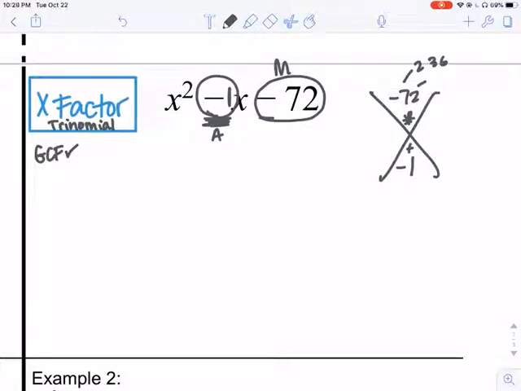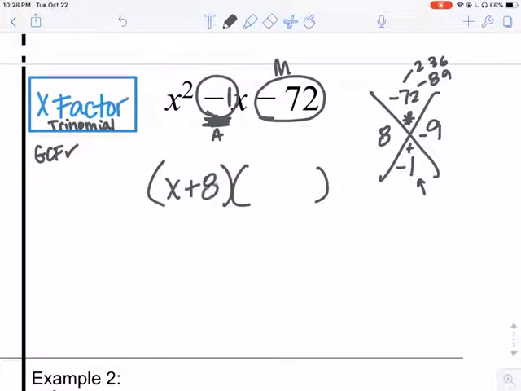Maybe 3 and something, but it's always going to be luckier to find numbers that are closer together because we have a negative 1 here. So I'm going to try 8 and 9. 8 and 9 will multiply to get 72, and then I need negative 1. So I'm going to do negative 9 and positive 8. So when I factor, I'm going to have x plus 8 and x minus 9.